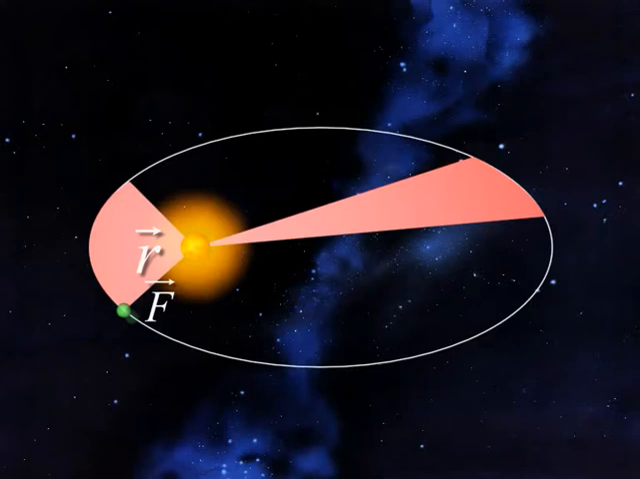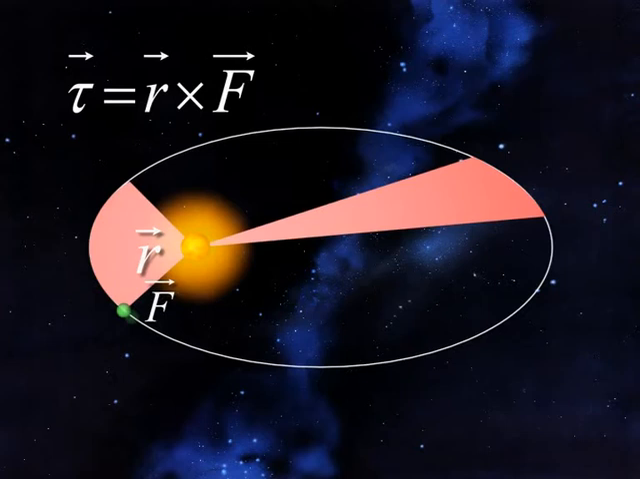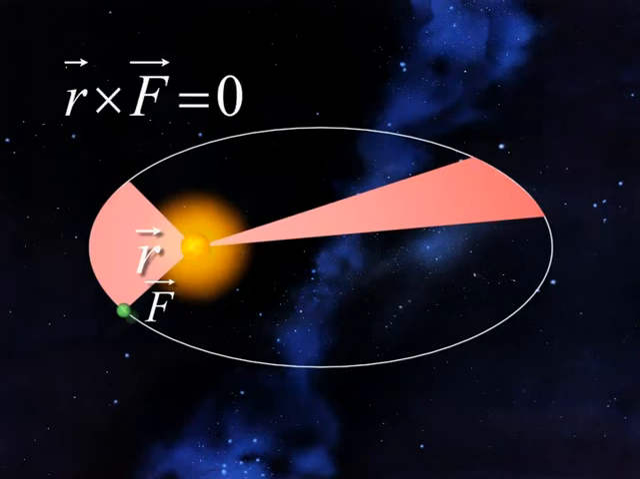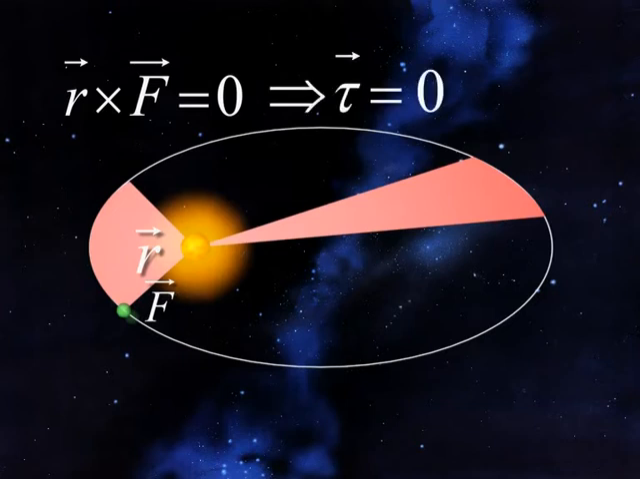Then the torque acting on the planet due to the force exerted by the Sun is given by vector tau equal to vector r cross vector F. The force on the planet always acts along the line joining the centers of the planet and the Sun and is directed towards the Sun. As a result, the vectors r and F are parallel to each other, and consequently vector r cross vector F is equal to 0, implying that vector tau is equal to 0.